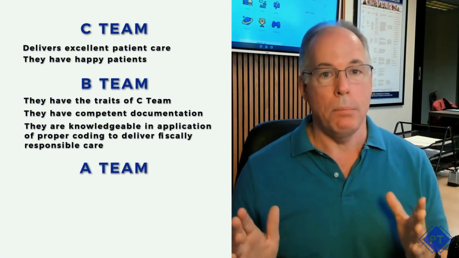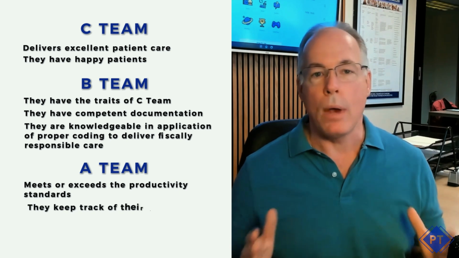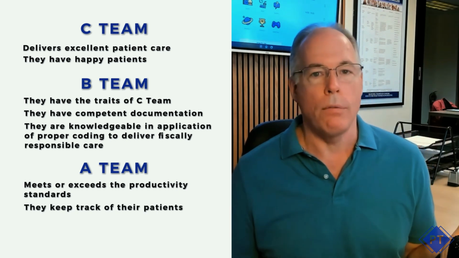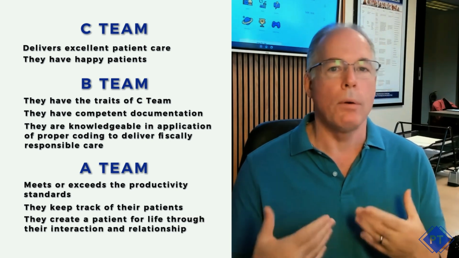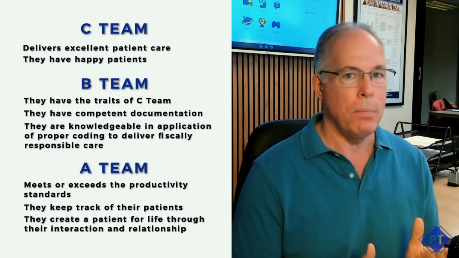Now, your A team player. The A team player meets or exceeds the productivity standards. They keep track of their patients and see that they complete their plan of care. They don't let them drift off. And they create a patient for life through their interaction and relationship, and they ask for and they get referrals. That's an A team. So you want to look at that.